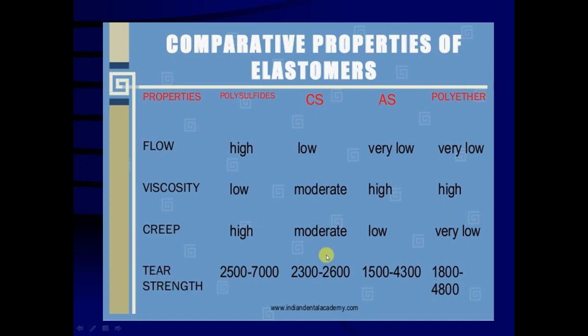TS strength, please, it's a very important point. TS strength: polysulfides have 2500 to 7000 of the TS strength. Condensation silicon constitutes 2300 to 2600 of the TS strength, and addition silicon ranges from 1500 to 4300 of the TS strength, and polyether ranges from 1800 to 4800 of the TS strength.